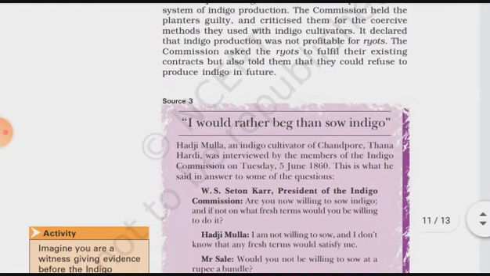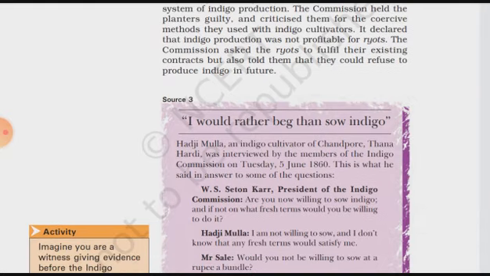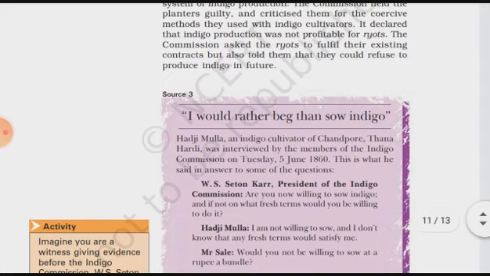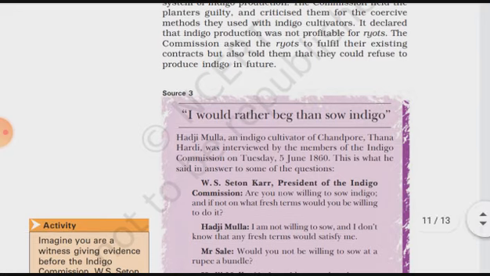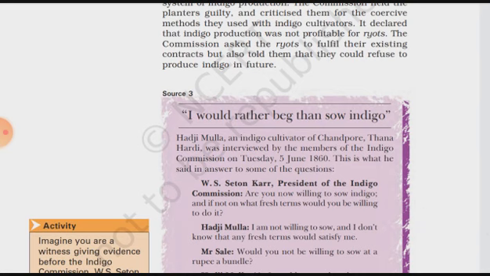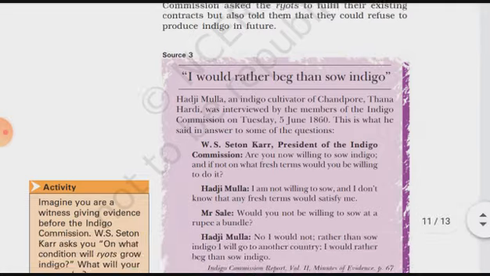The commission asked the riots to fulfill their existing contract, but also told them they could refuse to produce indigo in future. So the commission told all the peasants to fulfill whatever existing contract they had taken from the planters, but that they could refuse to produce indigo in the future.